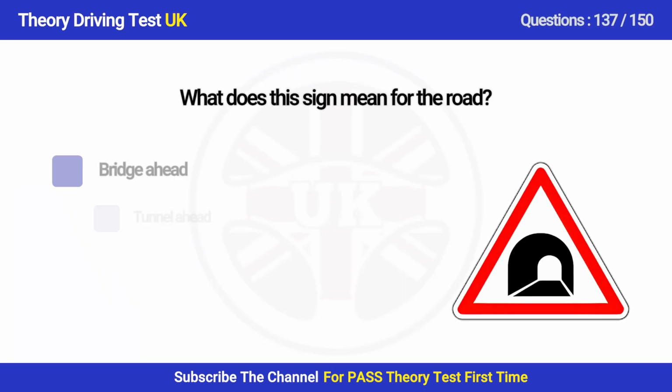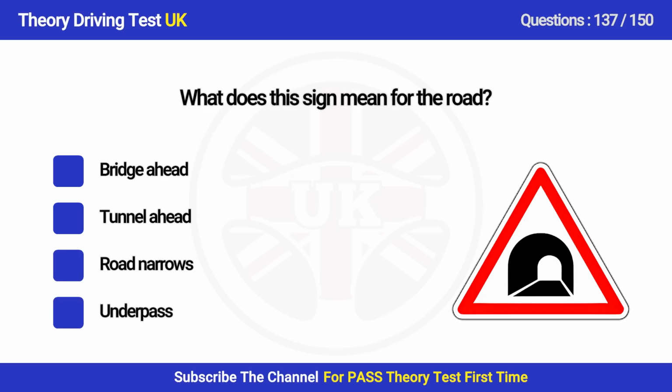Question 137. What does this sign mean for the road? A. Bridge ahead. B. Tunnel ahead. C. Road narrows. D. Underpass.